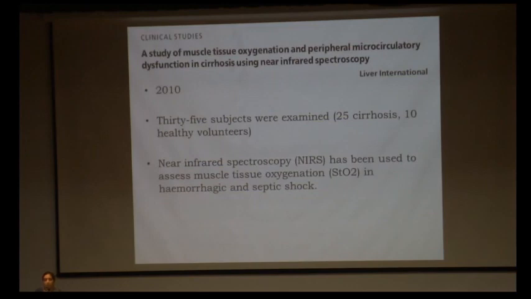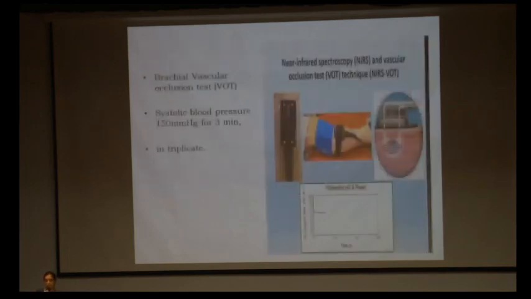So coming to the first study, which was published in 2010, where the muscle tissue oxygenation and microcirculatory dysfunction was studied in cirrhosis using near-infrared spectroscopy. 35 patients were studied, in which 25 were cirrhotics and 10 were healthy volunteers. And NIRS is a modality that basically tells you about muscle tissue oxygenation. So these patients were not in shock, they were normal patients.